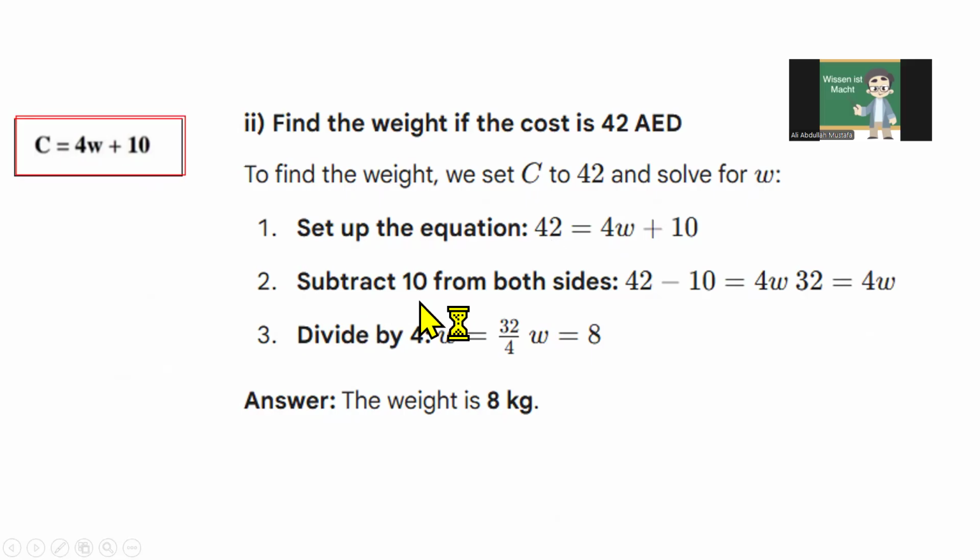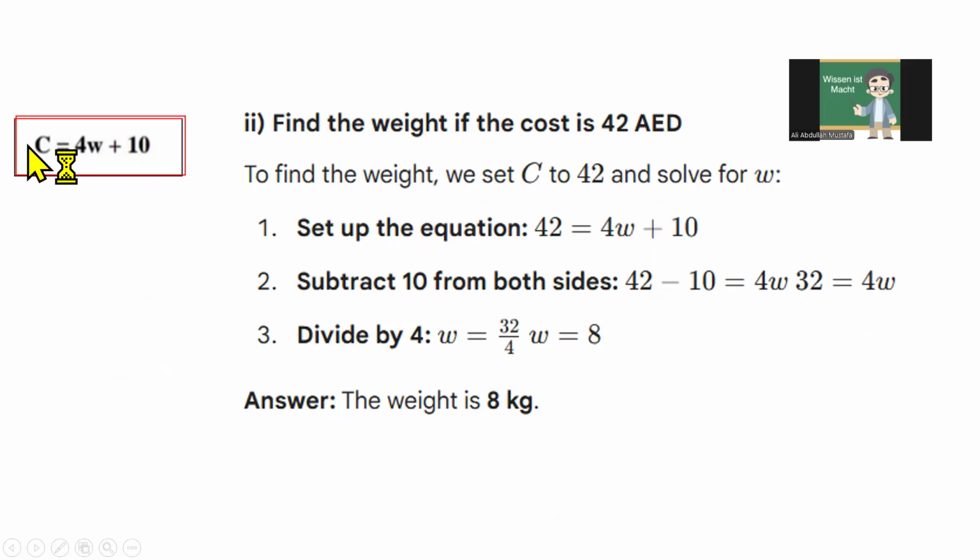What do we do? Subtract 10 from both sides. Why? So that I leave W alone. You know, I'm solving the equation for W. So I have to get rid of all the numbers beside it. So first I get rid of 10, which is minus 10 on both sides, and then I divide by 4 until you find W is equal to 8. So the weight is going to be 8 kilograms when the cost is 42.